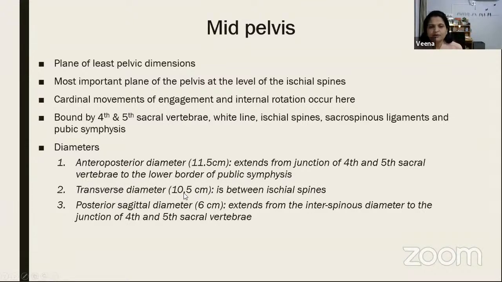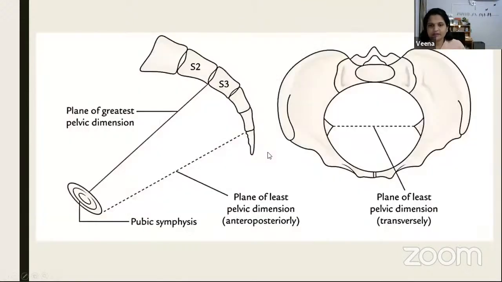So remember 11.5, 10.5 and PSD is 6 centimeters. That is again, wherever the interischial spinous diameter cuts the anteroposterior diameter. The intersection of the anteroposterior and the transverse, the posterior part is what is posterior sagittal diameter of the midpelvis. Okay. So this is a plane of least pelvic dimensions.